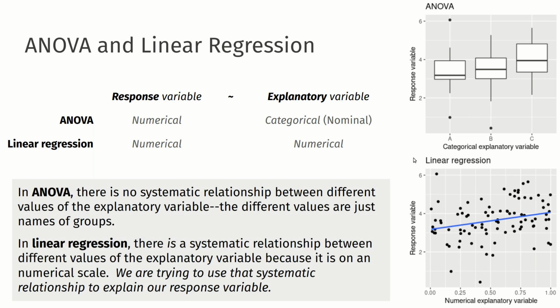And the key difference here is that when we have a categorical explanatory variable, as we know, there's no systematic relationship between different values or different levels of the explanatory variable. All we're interested in is just, hey, are there differences at all? That's all we can say if we've got a categorical explanatory variable. In linear regression, there is a systematic relationship between different values of the explanatory variable because they're on a numerical scale. And so what we're trying to do is use that systematic relationship to explain changes in our response variable.